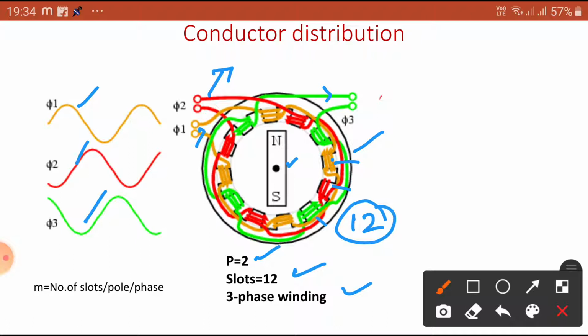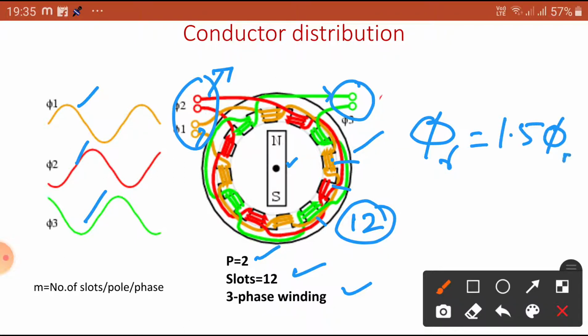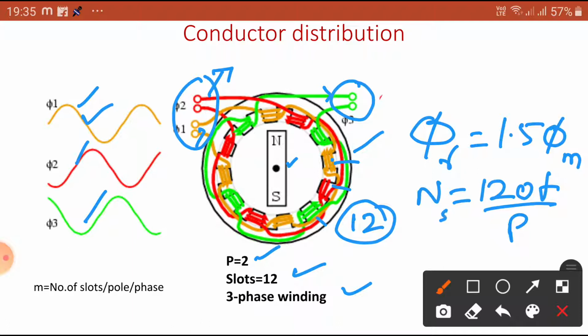Whenever the three-phase supply is given to these terminals, it induces a rotating magnetic field of magnitude phi r, which is 1.5 times the maximum flux produced by any one phase, rotating at a speed of N equal to 120 f by P, that is, at the synchronous speed.